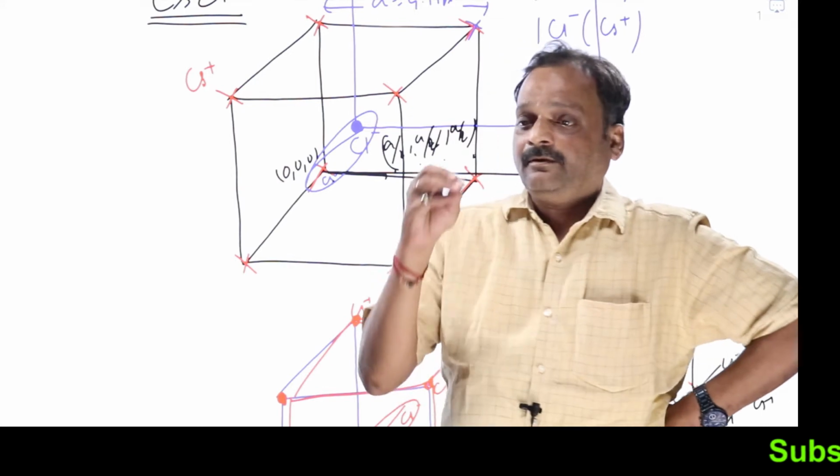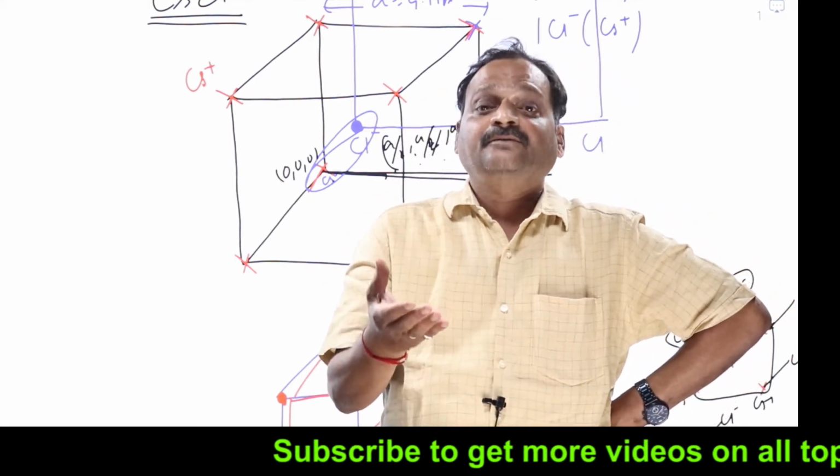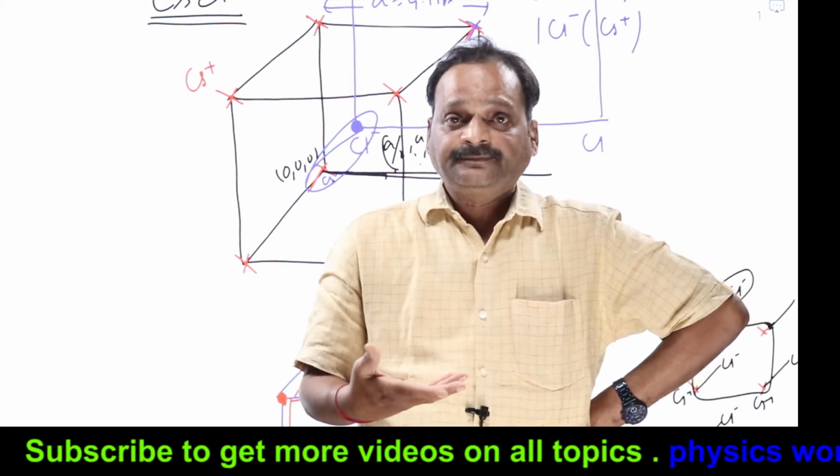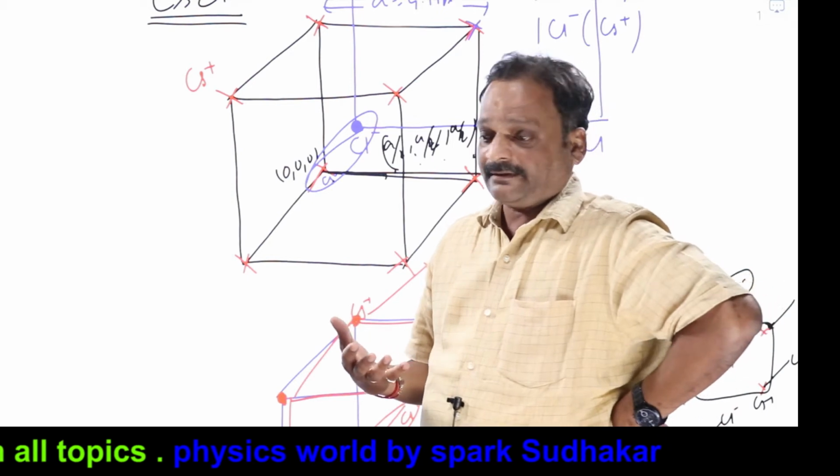Okay, one more, most important and most common example is NaCl, sodium chloride, common salt, we all know. Okay, common salt, we all know, right? Next 2 atom basis structure which we are going to consider.